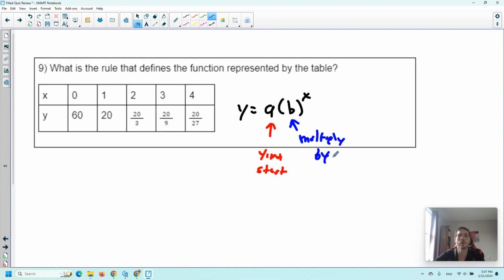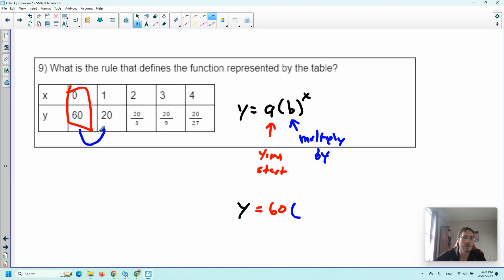So it's important that it's always what you multiply by, because if it's division, you're just multiplying by a fraction. So if you divide, you're really multiplying by a fraction. X always stays as x. So if we look to see what we've got, the y-intercept, what we're starting at, is 60. So y equals 60. B is in parentheses. That's what we're multiplying by.